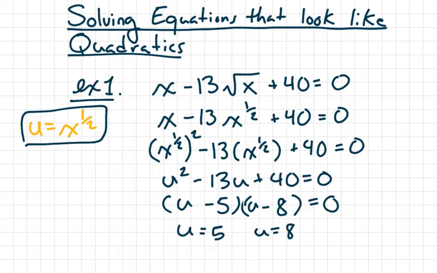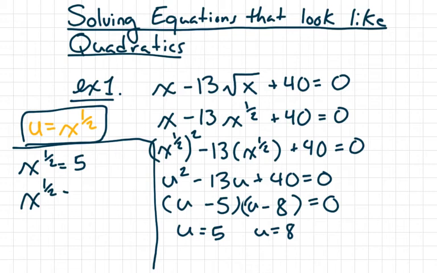We're really trying to solve for x here, right? What x values are going to make this y value 0? So we can just sub back in using our u. Our u we know is x to the 1/2 power. Let's sub it back in. So we can have x to the 1/2 power is equal to 5, and x to the 1/2 power is equal to 8. All we did was we subbed out our u for what it's equivalent to, x to the 1/2. This will lead us to solving for x.